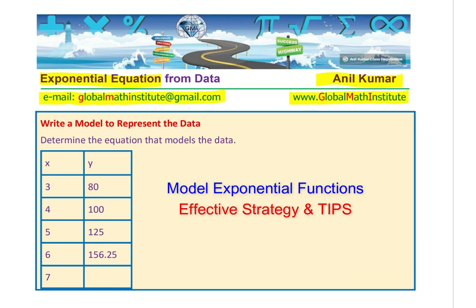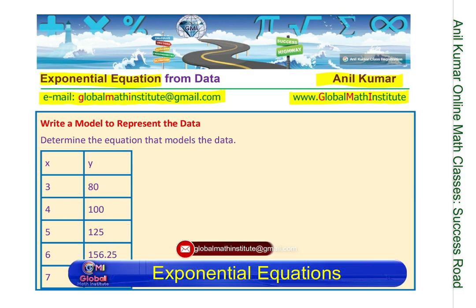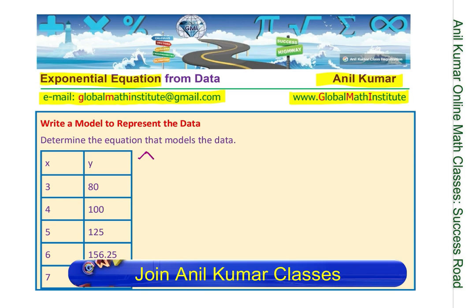So the data is x and y values, where x values move from 3, 4, 5 to 6, and y is 80, 100, 125, 156.25. Determine the equation that models this data. So the steps involved is first to find the first difference. So first difference, delta 1, I'm writing in short, which represents first difference.